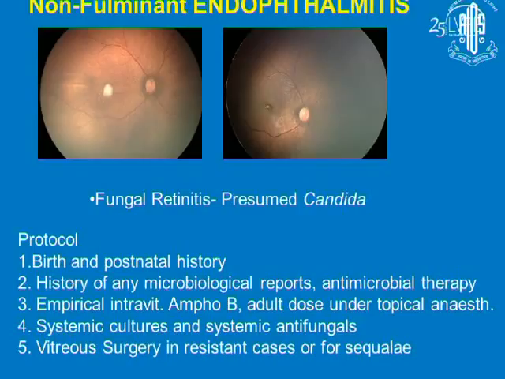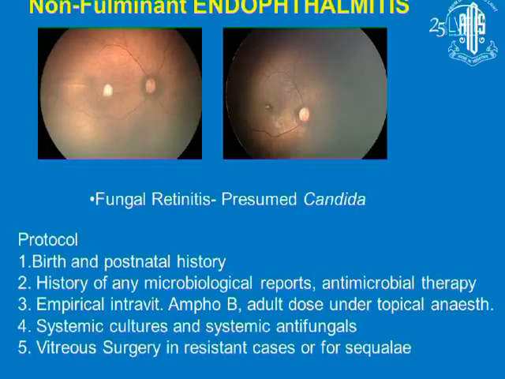Then after a few days, once the child is fit for surgery and general anesthesia, because it takes time for the anesthetist to agree to operate on a child who is 1.2 kg or 1.3 kg, and you need to prepare them, their lungs should be good, then we can do a vitrectomy if it doesn't resolve with the antibiotic. So this is the protocol.